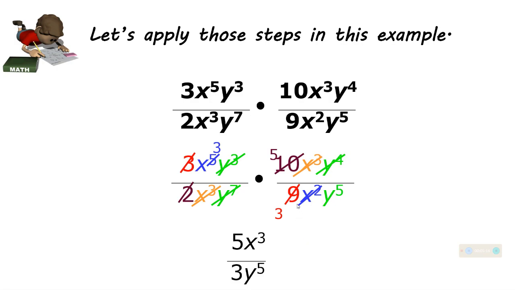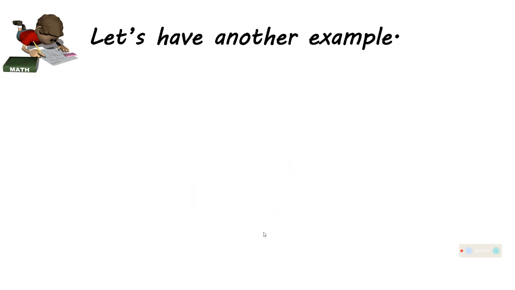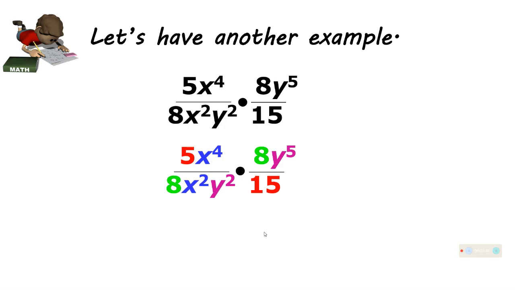And then, on the second denominator, we are left with 3 and y to the 5th power. So that's why your denominator is 3y to the 5th power. Therefore, our simplified form of the product of our first example is 5x cubed over 3y to the 5th power. Okay? For our next example, let us have 5x to the 4th power over 8x squared y squared times 8y to the 5th power over 15.